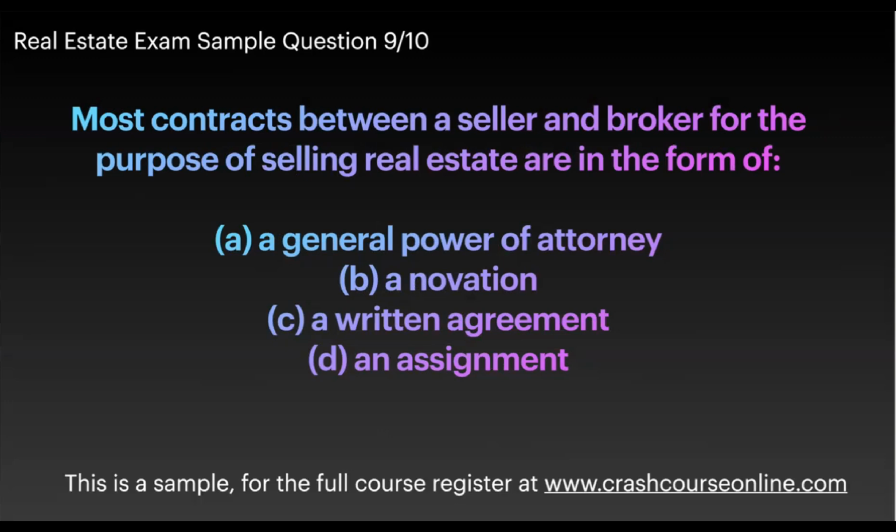D says an assignment. No, it's not an assignment. An assignment is where we substitute one party for another in a contract. Best answer is going to be answer choice C. This is kind of an easy one, right? Most contracts between a seller and a broker for the purpose of selling real estate are going to be in a written agreement. And the statute of frauds, by the way, is going to require that. So best answer here, going to be answer choice C.